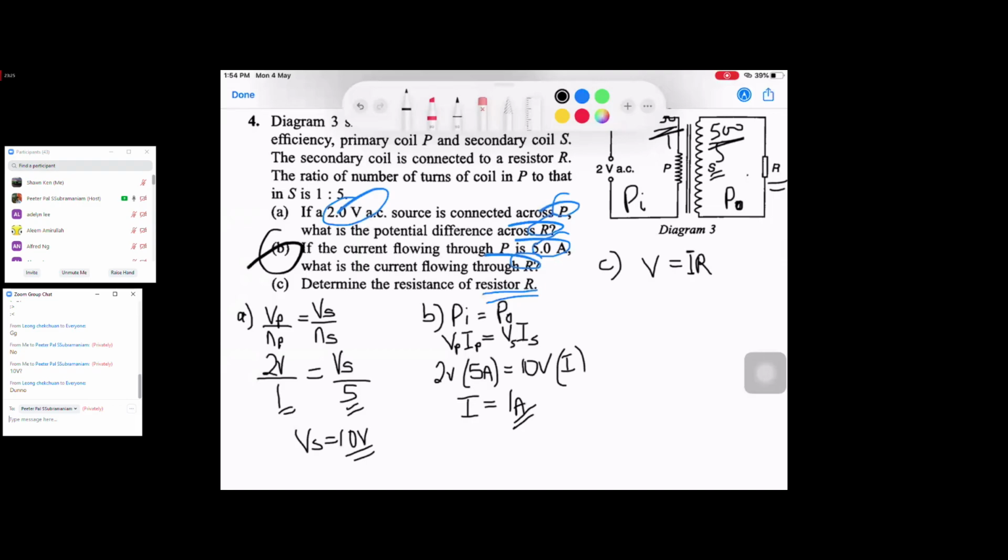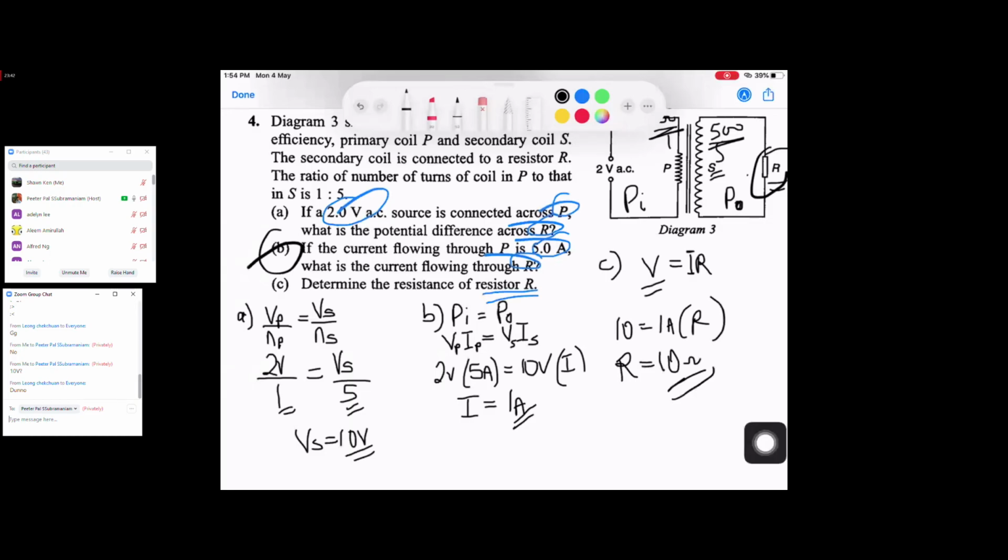And the last one, determine the resistance of R. You know the voltage is 10, you know the current is 1. What should be the resistance? The resistance should be 10 ohm. That's all. Done. Okay, perfect.